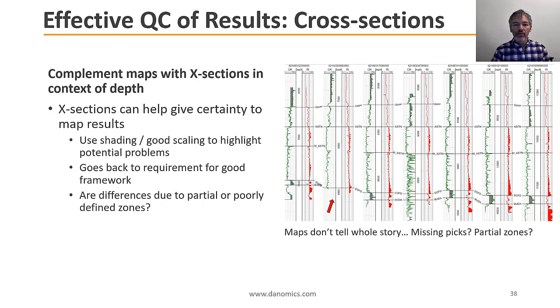Or perhaps if you were looking at a map of TOC in the Eagleford Shale, which is shown down here at the bottom, and maybe you saw a low value in this well. Well, that could be explained by the fact that we only partially logged this zone, and we don't have logs over the TOC rich portion of the interval. And so, looking at cross sections can help put your maps in the correct depth context, and can help you understand why there are some variations.